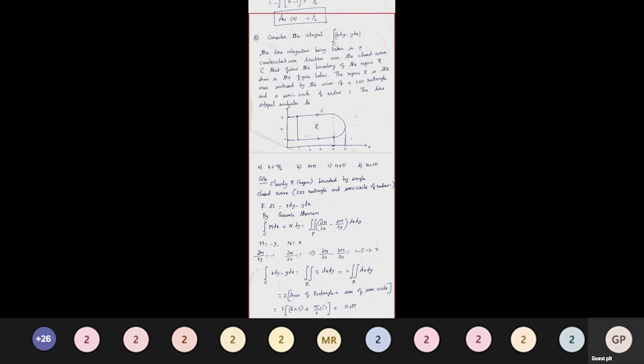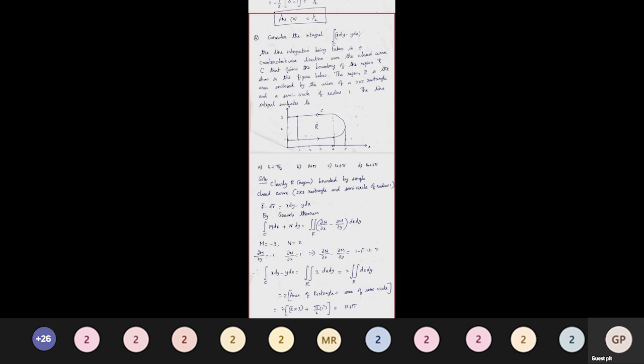Now compare the left hand side of Green's theorem with the given line integration and find out what your M value and N value are. Please be careful when you find capital M and capital N. Always remember capital M is the coefficient of dx in the line integration, which is minus y, and capital N is the coefficient of dy, which is x. From M, find dou M by dou y, and from N, find dou N by dou x. Therefore dou M by dou y is minus 1, and dou N by dou x is plus 1. So dou N by dou x minus dou M by dou y is 1 minus of minus 1, which is 2.